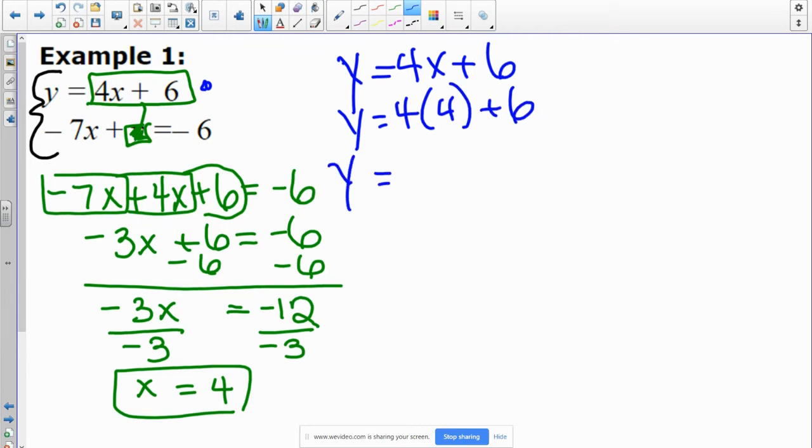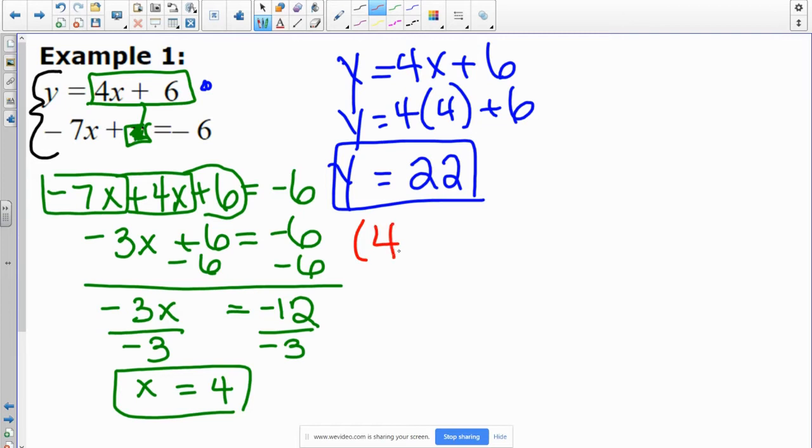So 4 times 4 is 16. Add a 6 is 22. So now I know what the x value and the y value is that satisfies both these equations. And I write it as an ordered pair. That'd be the third step. So (4, 22). If I was graphing this, this would be the point of intersection. This is where both of those linear or straight lines, the two straight lines, would cross.